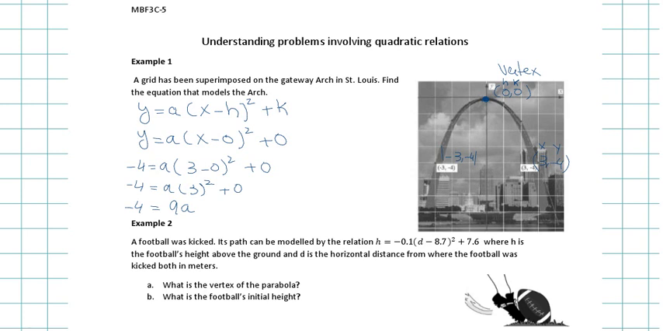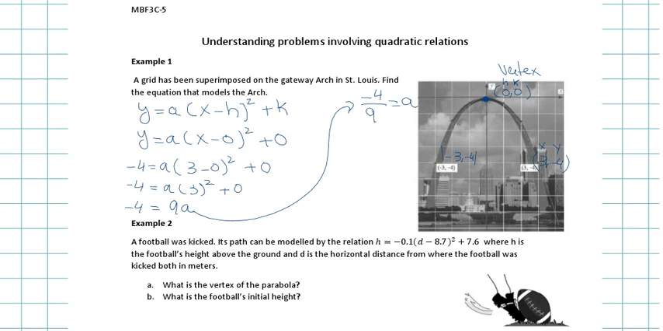Then, divide both sides by 9, right? Because I want to isolate for A, okay? So I'm just going to bring it over here because I have more space. -4 over 9 equals A, and that is my A value. Does it make sense that my A value is negative? Yes, because it's opening down, right? So once you solve your equation, make sure that you actually look at your answer and see if it makes sense.